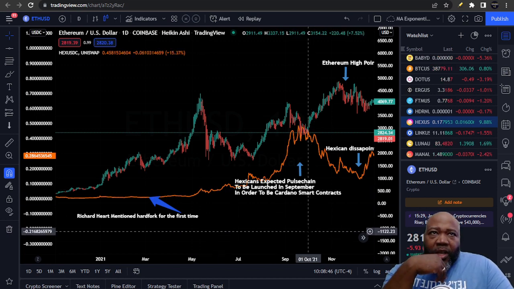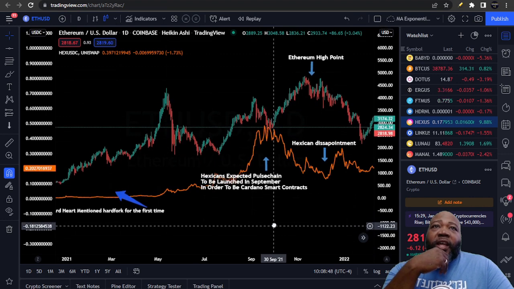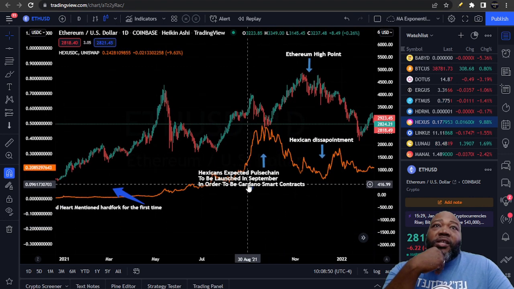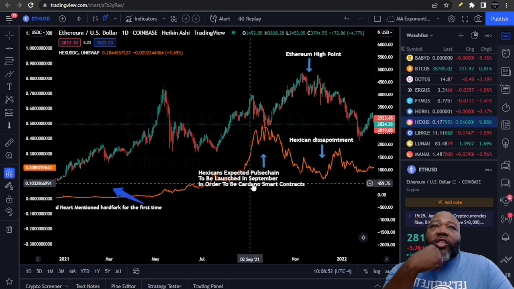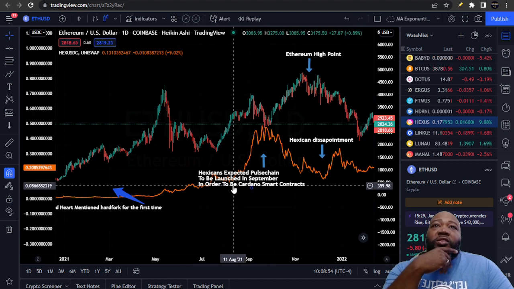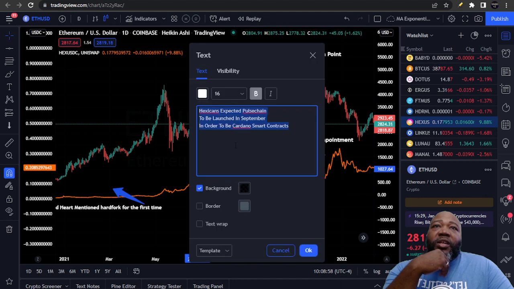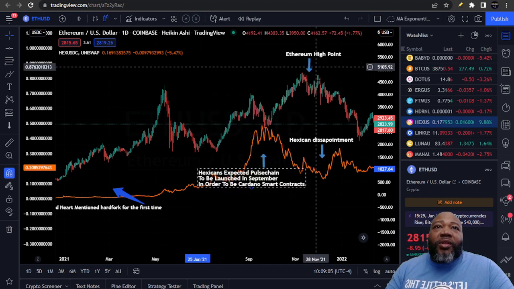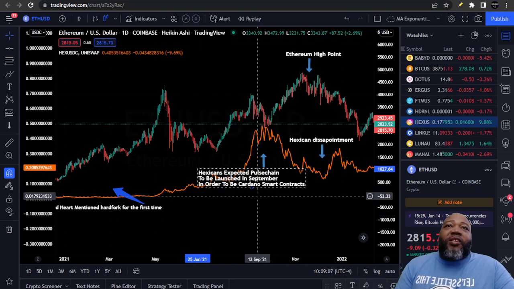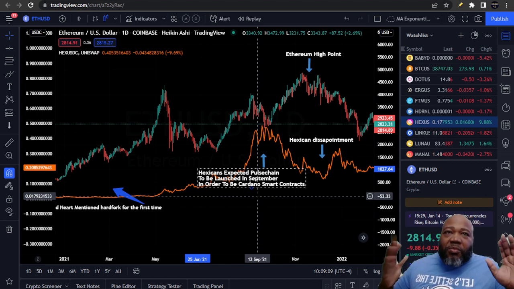Now, I was looking at the charting, and you'll see here, I wrote Hexagon's expected PulseChain to be launched in September in order to beat Cardano. I'm going to fix that. That makes me annoying too. Oh man, don't. All right, forget it. In order to beat Cardano's smart contracts.